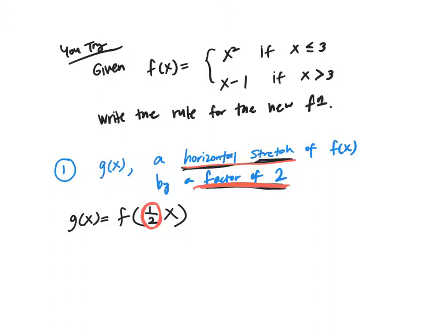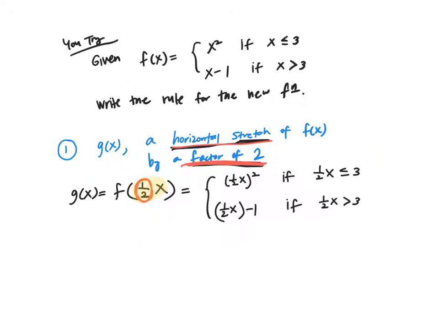Now I just have to rewrite my function, right? Because this is like the hard part, knowing what to do, and then now I have to substitute. Because it's a horizontal transformation, that means my input has changed. So everywhere you see x, you're going to replace it with 1/2 x and then simplify. So here, I've replaced everywhere I see my original input of x with 1/2 x. And now I have to simplify. So be careful right here that you're squaring the entire term. So for your final answer, we get 1/2 squared x squared, so it's 1/4 x squared.